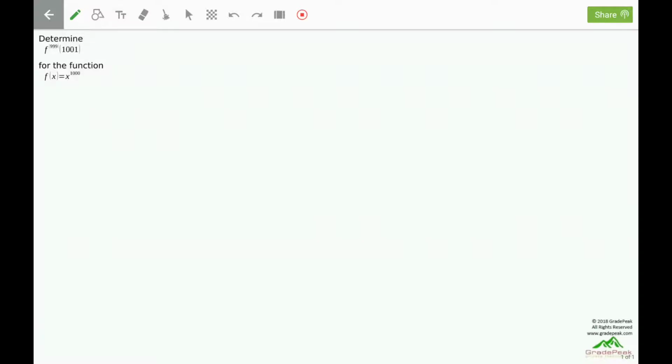Determine f^(999), the 999th derivative, evaluated at 1001 for the function f of x equals x to the 1000. So the function here is a power function, x to the 1000. The derivative will therefore make use of the power rule.